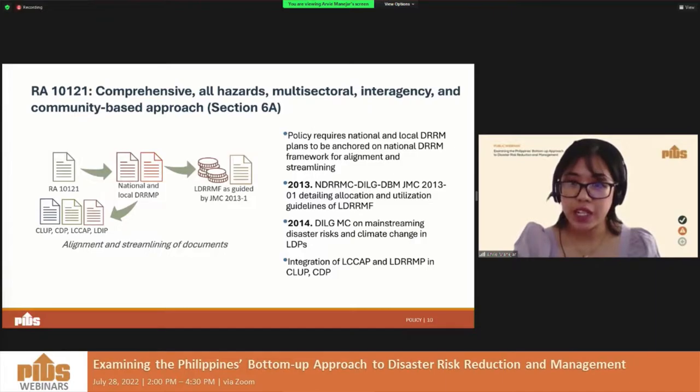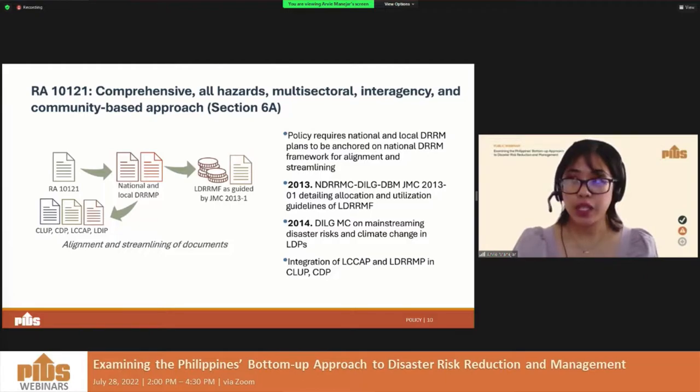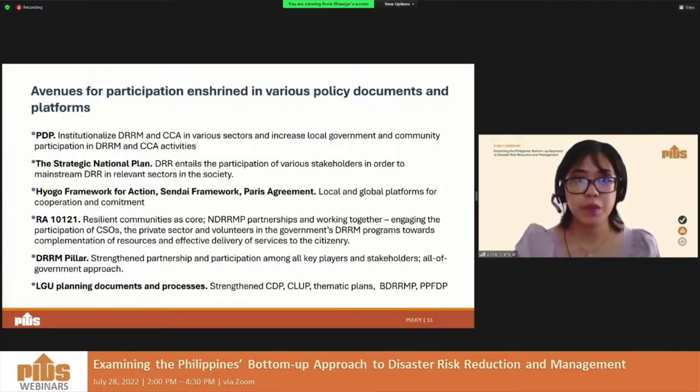So in 2013, as mentioned by President Orbeta earlier, there is a joint memorandum circular among NDRRMC, DILG, and DBM, which details the allocation and utilization guidelines of local DRRM fund. In 2014, DILG issued a memorandum circular which requires mainstreaming of disaster risks and climate change in local development plans. That's why we have now local DRRM plans and local climate change action plans. And they are required to include it in their comprehensive land use and comprehensive development plans. Other avenues for participation are mentioned in the Philippine Development Plan, the Strategic National Plan, Yogyakarta Framework for Action, Sendai Framework, and Paris Agreement.